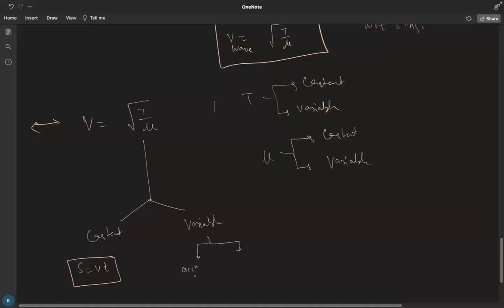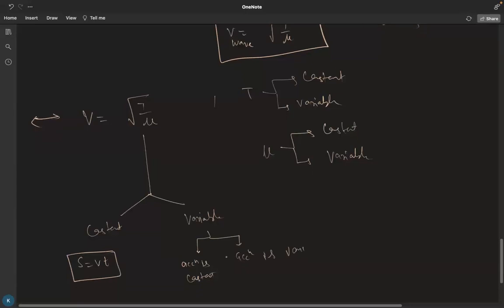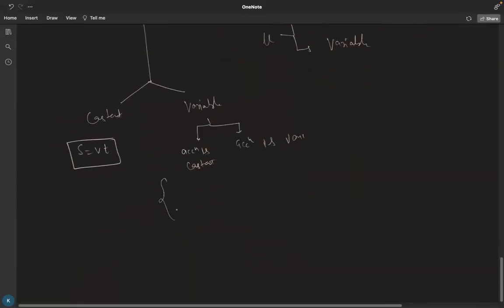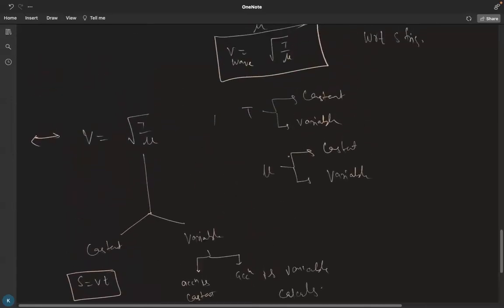Either the acceleration is constant or the acceleration is variable. When the acceleration is constant, we are able to apply the equations of motion, and when the acceleration is variable, we have to use calculus, which is integration or differentiation. So this is a kind of mind map that you have to keep in mind.